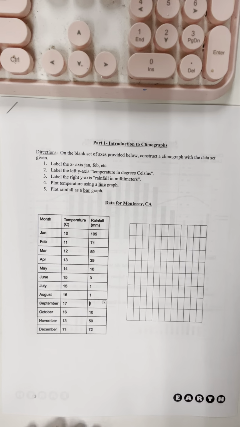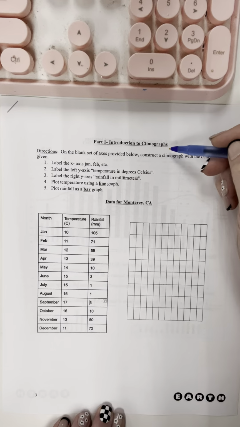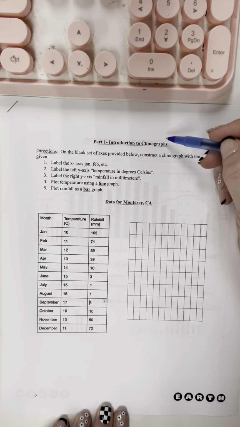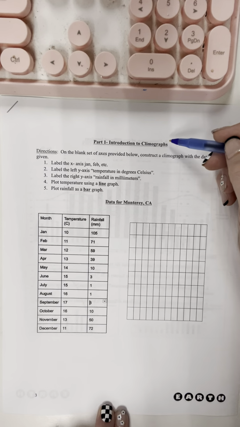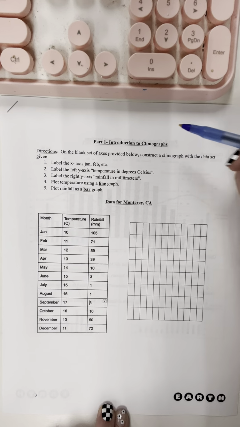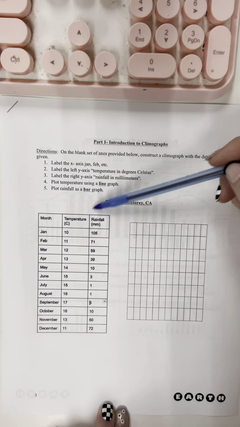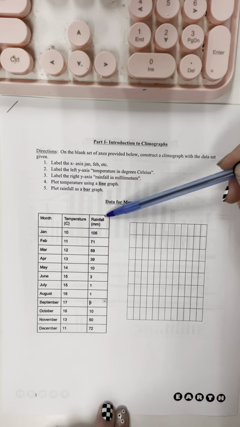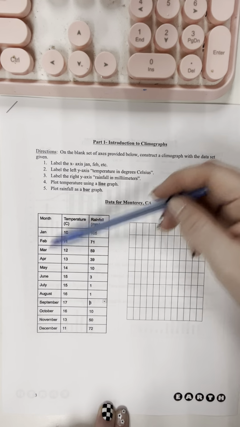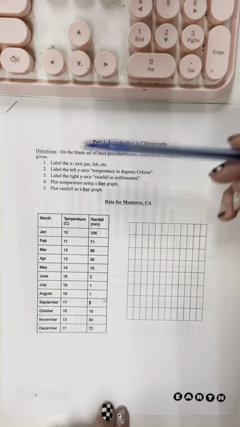Alright guys, so I'm going to be going over this introduction to climatographs or climatograms, however people decide to talk about them. So basically what a climatogram is, it's going to be the trends of temperature and rainfall in a certain area over the course of a year.